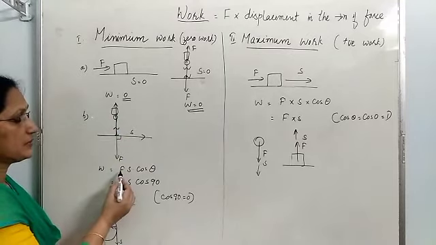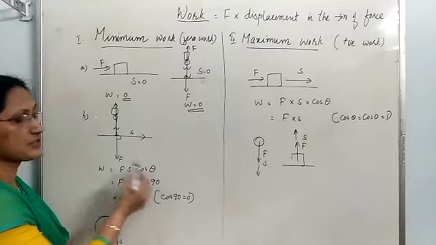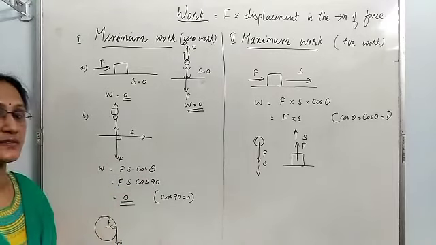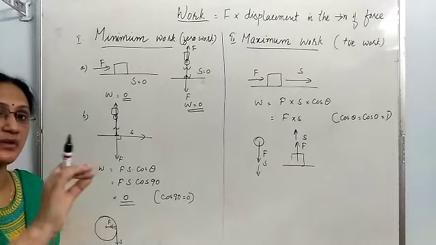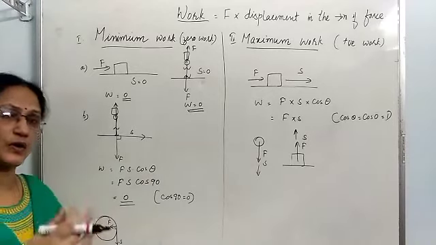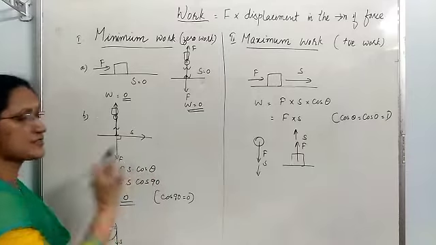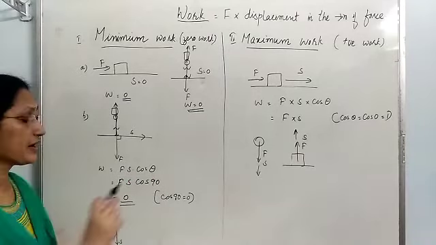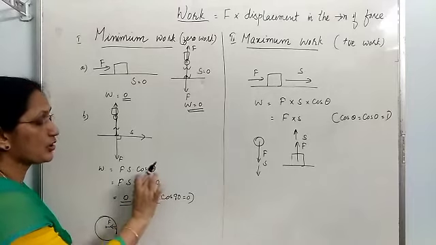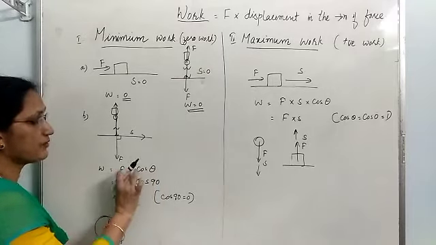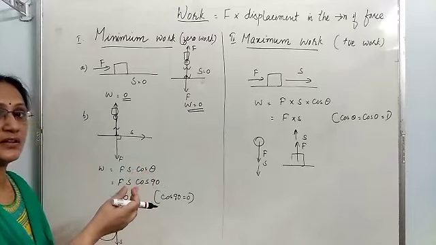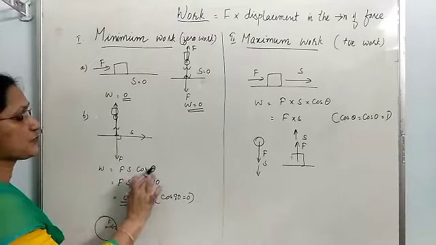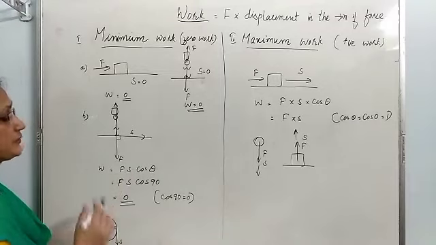We will use the formula Fs cos theta. This is actually the general formula applicable in all cases, whether the body is moving in the same direction as the force or not. If force and displacement are in the same direction, this theta will be 0. Cos 0 is 1, then the formula will become F into S. So the general formula applicable in all cases is Fs cos theta.